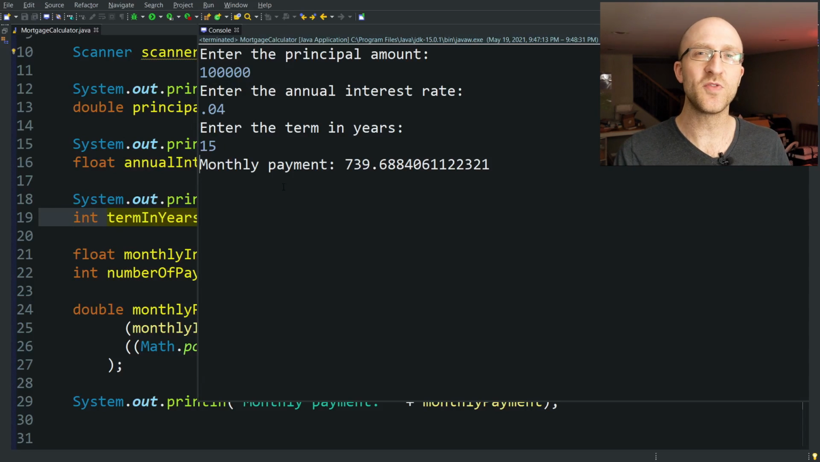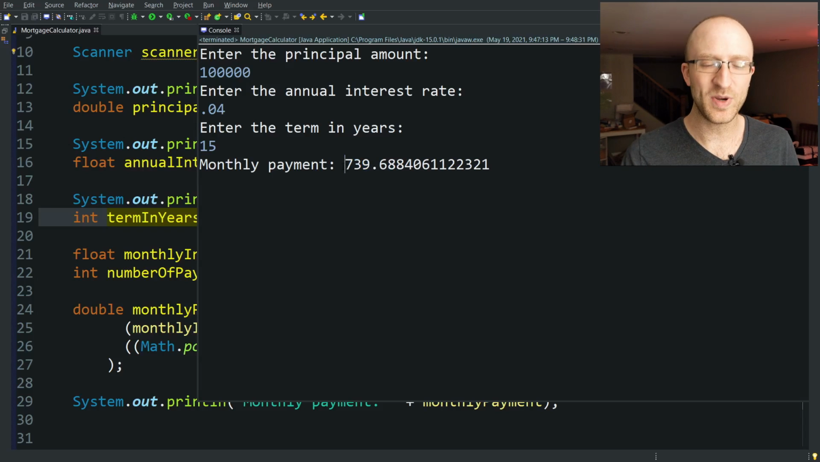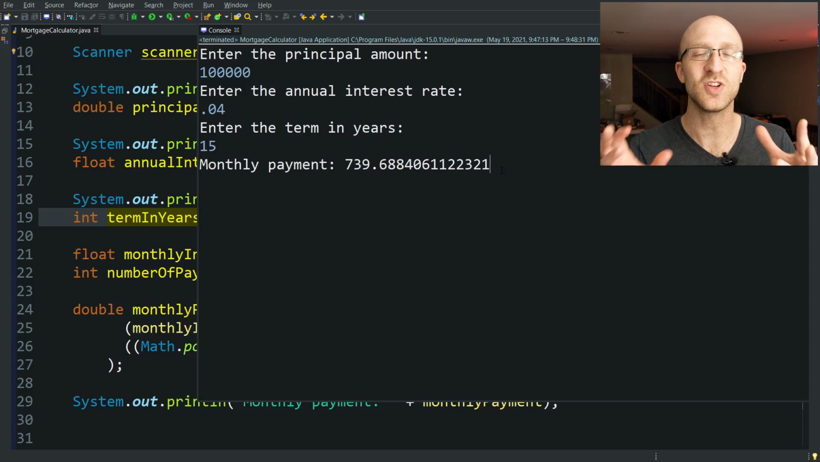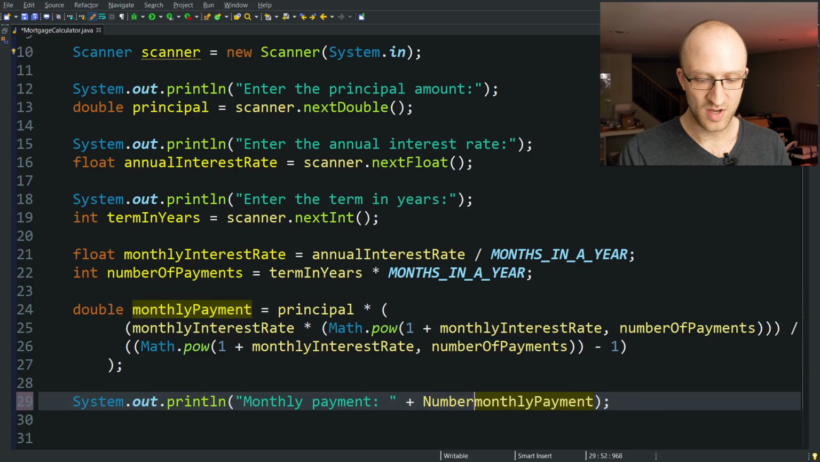Real quick though, before we move on to calculating the full payback amount, this amount doesn't look anything like a standard currency amount, right? Nobody prints out a number of dollars that looks like this. So how do we format it properly to look like a good currency amount? Well, there's another really convenient Java class you can use to do just that. And that class is called NumberFormat.